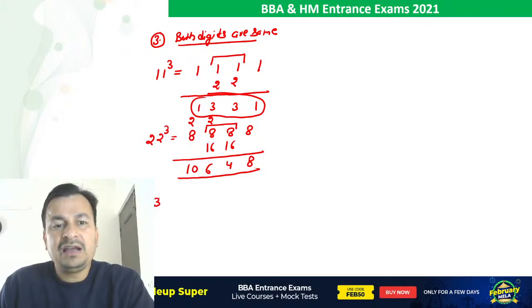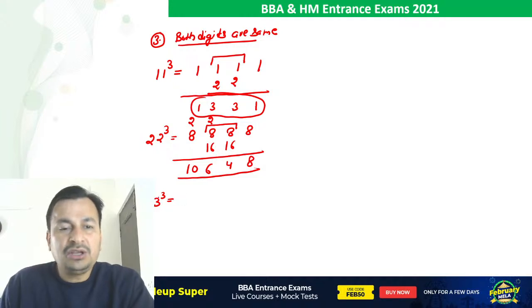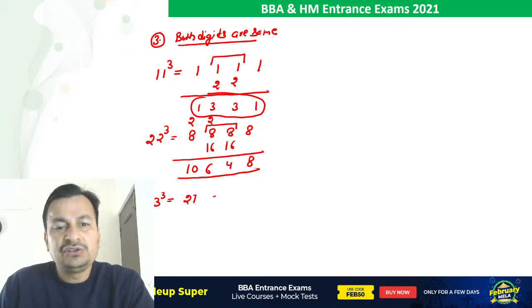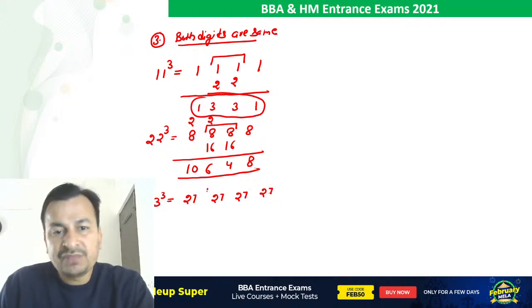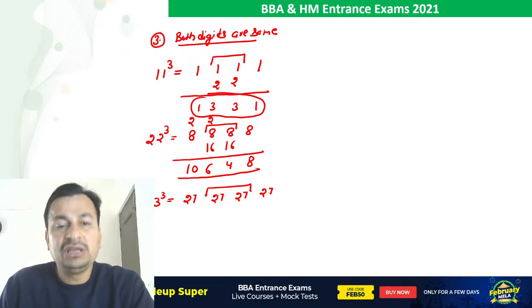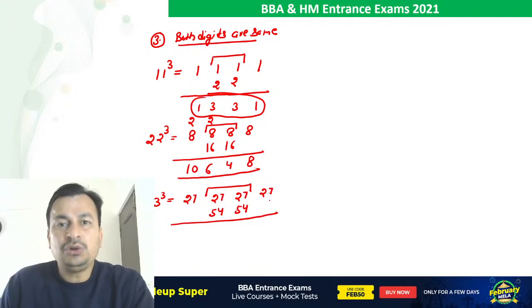If I want to calculate the cube of 33, first we will write the cube of 3 four times. Cube of 3 is 27. So first we will write 27 four times: 27, 27, 27, 27, and then we will multiply these two middle values by 2. 27 multiplied by 2 is 54. 27 multiplied by 2 is 54, and then we will add these two numbers. And while adding, as I told you, we will focus upon only the unit digit.